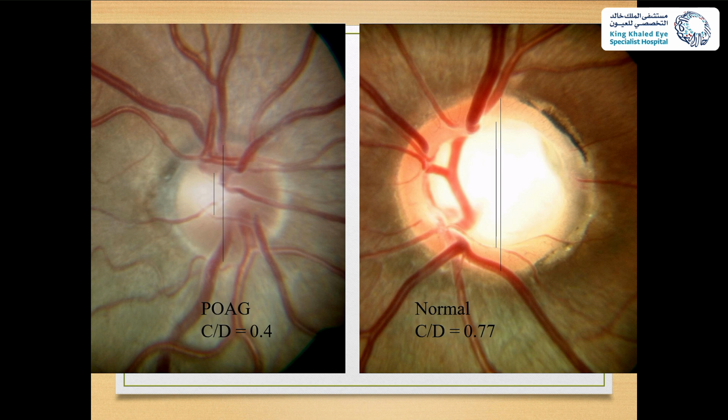This is an example of the disc changes in open angle glaucoma. Although the disc is not large, there is notching in the area here. Here, in the latter, the rim is intact all over the disc, so it's normal, although the CD ratio is larger.